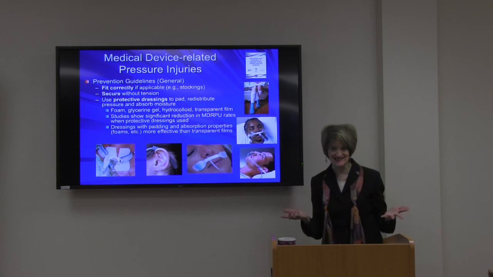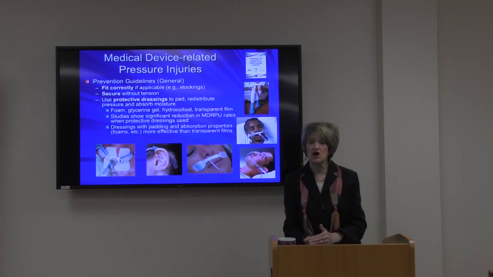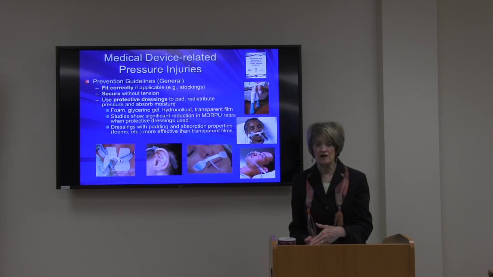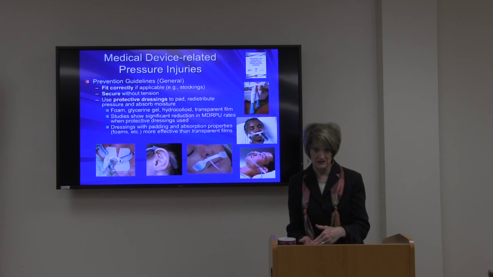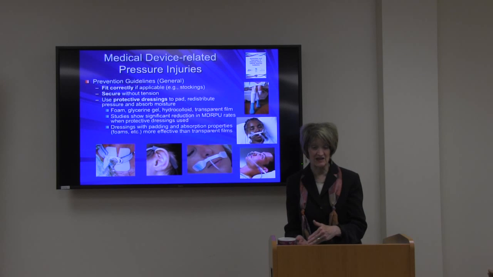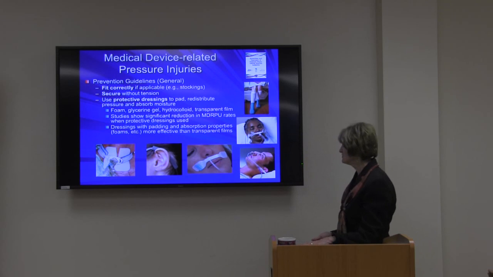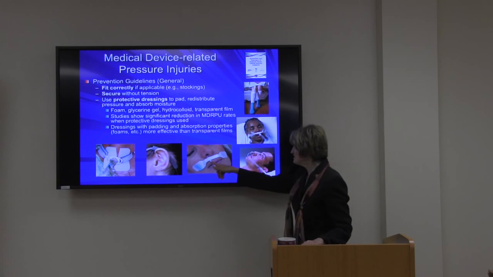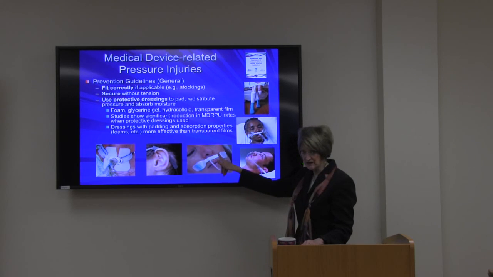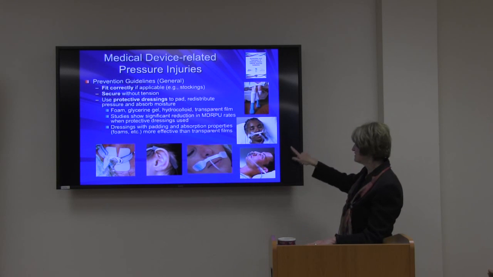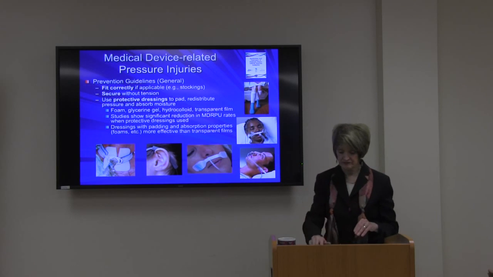There have been studies done that have shown that routine use of appropriate foam pads under or around devices significantly reduces the incidence of medical device-related pressure injuries. So in all of these, you see appropriate securement devices that prevent tension against the nose, against the mouth, against vulnerable tissues, while holding the device in position.